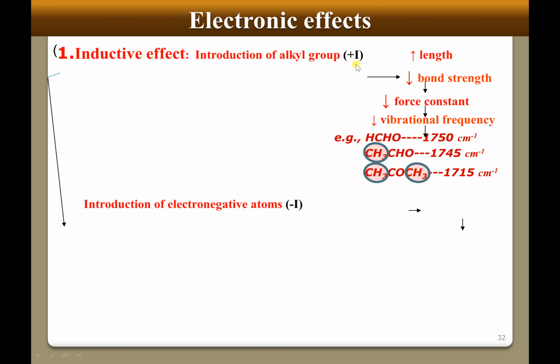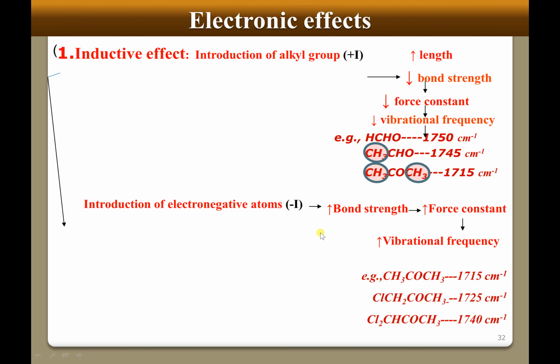So these are all electron donating alkyl groups, that is plus I. But if I have a substituent of electronegative atoms, that is minus I, this phenomenon will reverse. The bond strength will increase, force constant will increase, and therefore the vibrational frequency also increases. And so in acetone, if I replace one hydrogen with chlorine, I find the frequency going high, and if I replace it with two chlorines, I find it still higher.